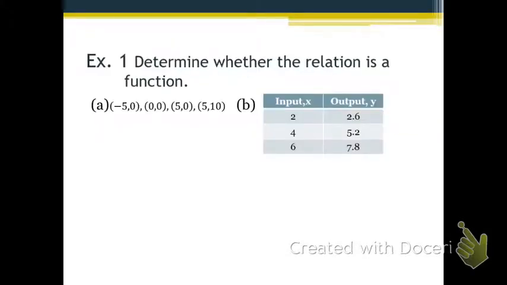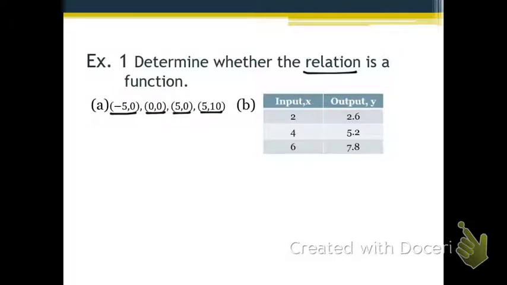Now we're going to keep this simple in example number 1. It says determine whether the relation is a function. So it's already telling us that the problem is a relation. We're trying to figure out if it's a function. Now let's talk about this for a second. Does it make sense that letter A is a relation? Does anybody recognize what we're looking at in letter A? We have all these little sets of parentheses with these numbers inside. Does anybody know what we're looking at? Ordered pairs. Very good. All right.